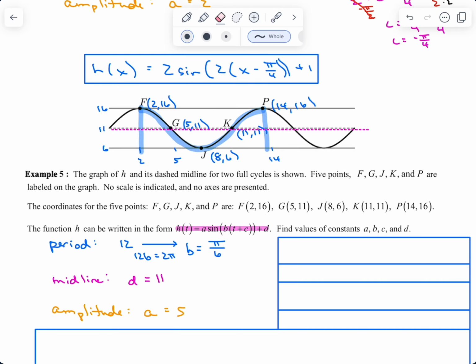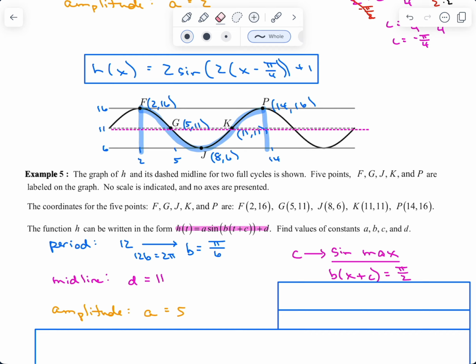Okay, hopefully you were able to at least get started. So to find C, it's a sine max. So my normal equation that I'm going to set up would be B times x plus C equals pi over 2, because that's when the normal sine max happens. For B, I'm going to plug in this pi over 6 that we found. And then for x, I have a couple different options. You can either plug in the 2 from the maximum at F or 14 from the maximum at P. I just like to use smaller numbers, so I plugged in 2.